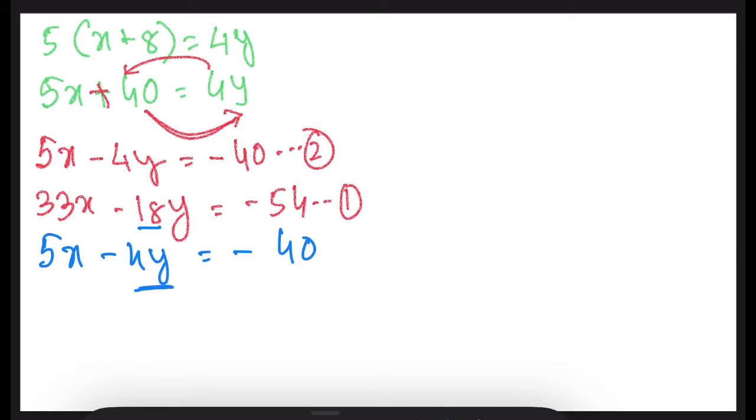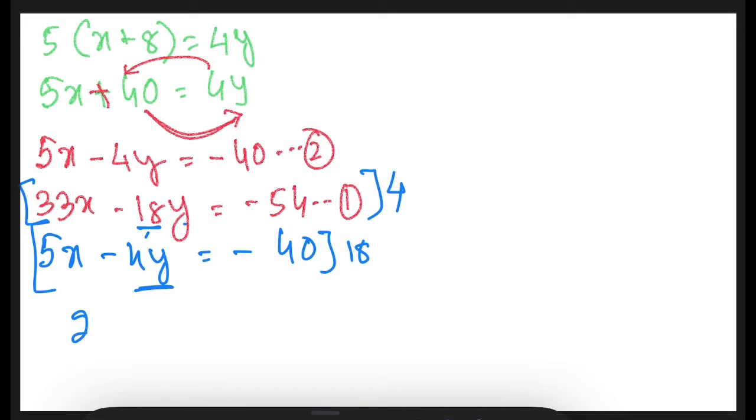The coefficient of y in the first equation is 18, and in the second equation it is 4. So the second equation we have to multiply by 18, and the first equation we have to multiply by 4. Now let's see what comes.